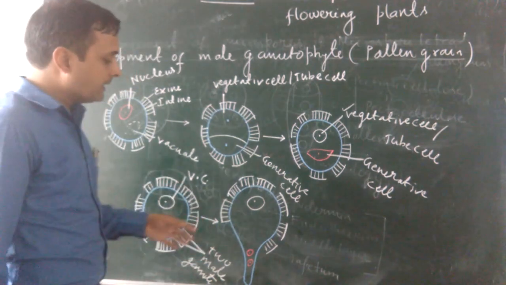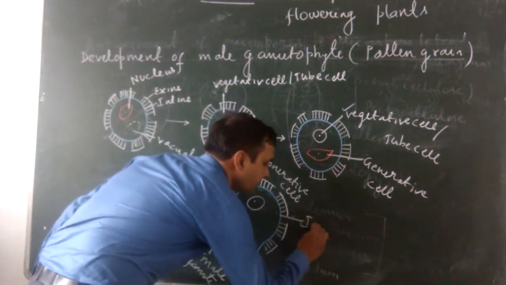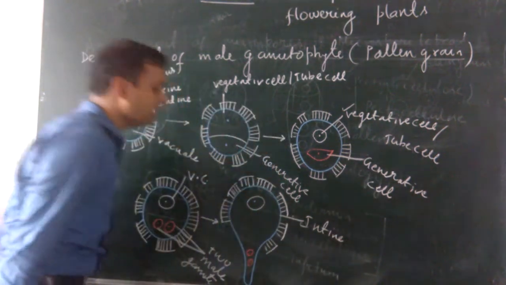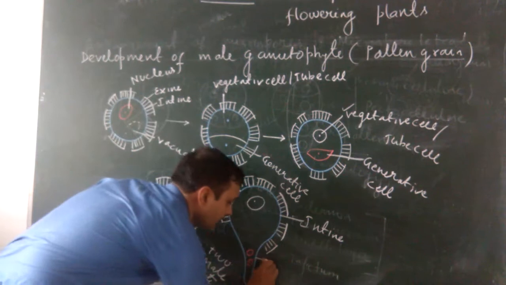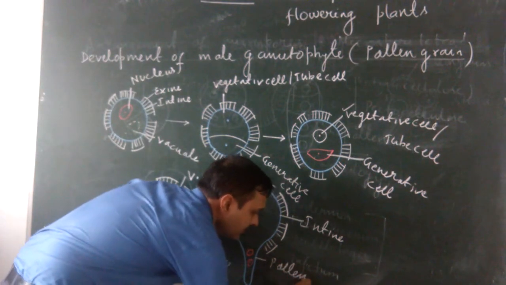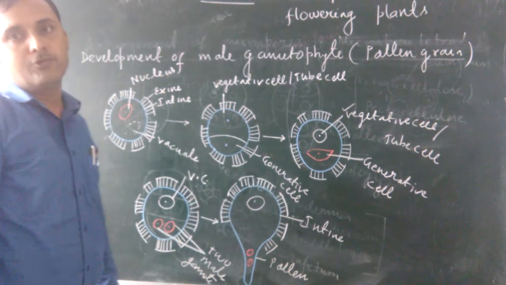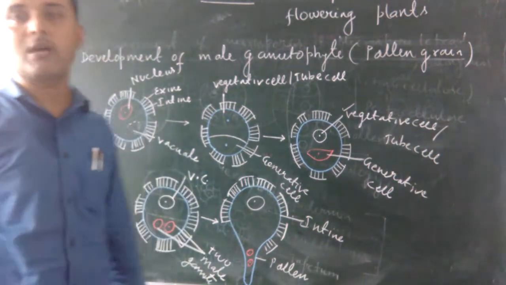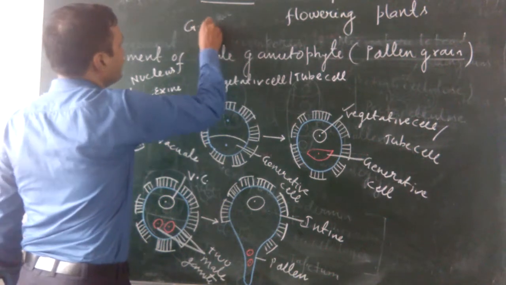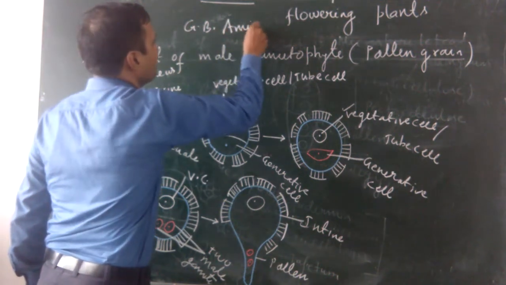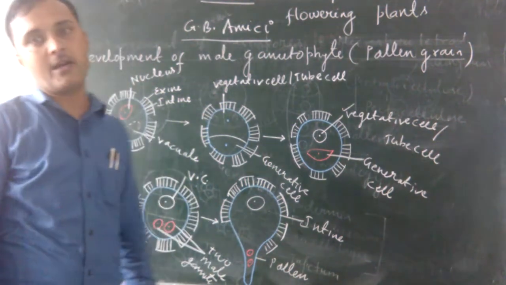At last, a tube-like structure emerges due to elongation of the plasma membrane of the intine, and this tube-like structure emerges through the pore. That pore is known as the germ pore. So this is the pollen tube. It was first discovered by G.B. Amici in the plant Lilium and Fritillaria. Who first discovered the pollen tube in flowering plants? The answer is G.B. Amici, the scientist who discovered the pollen tube in flowering plants, in the plant Lilium and Fritillaria.